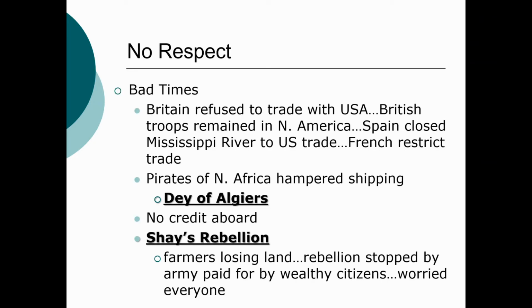America also has no respect during this time. It's some bad times. The British will refuse to trade with America. The British troops will remain in North America, even though they were supposed to get their soldiers out of the Ohio River Valley. Even though the Ohio River Valley belonged to the Americans, the British still keep their soldiers in some of the forts. The British would say this is because the Americans were also violating the Treaty of Paris. The United States was supposed to still pay back the money they owed to British merchants, and they were supposed to give money to the loyalists that were kicked out of their homes. But after the war, the Americans refused to do that because they have no money.